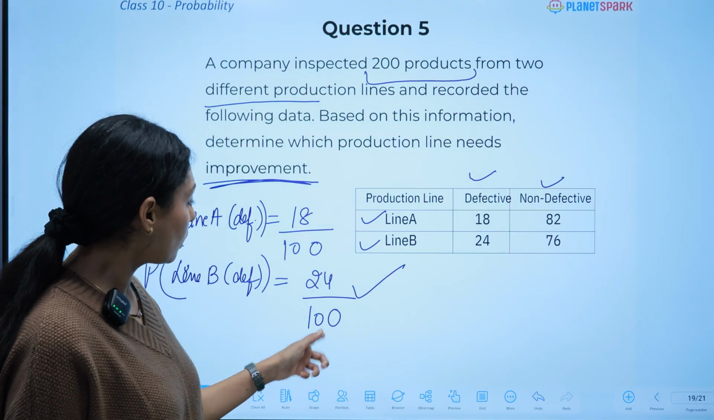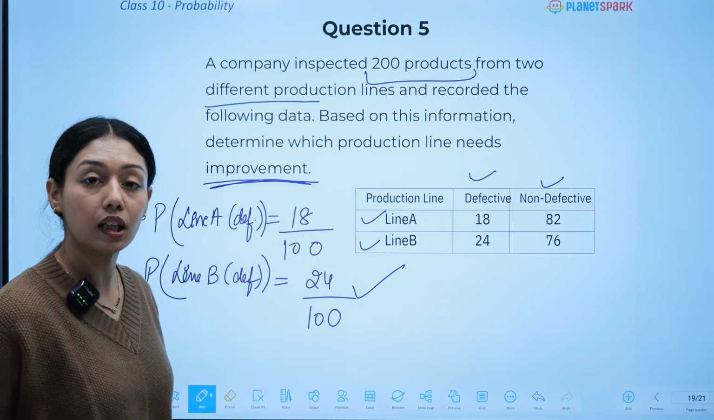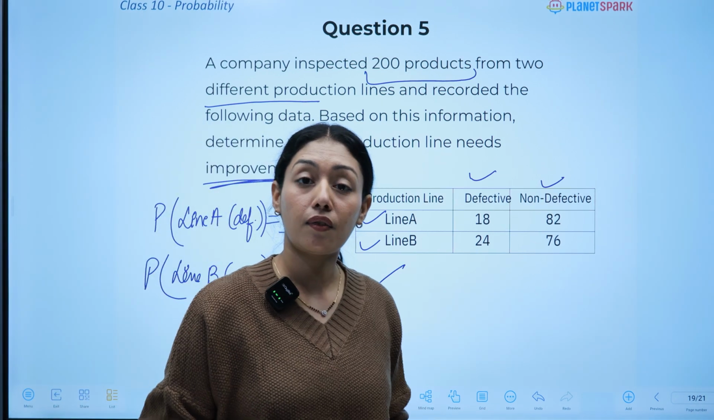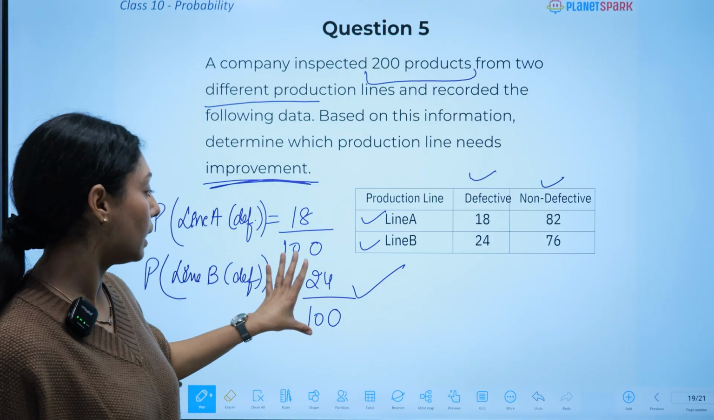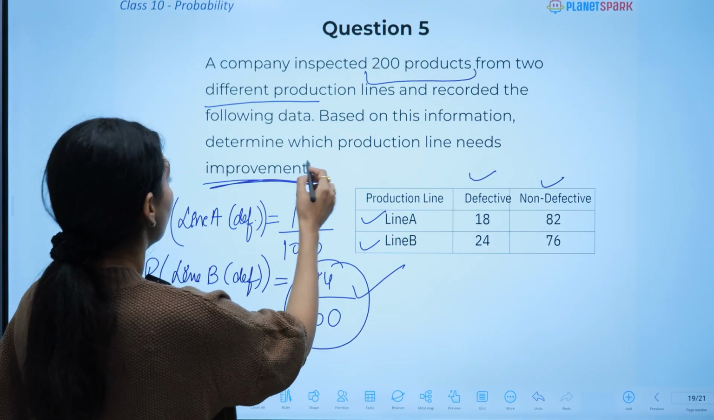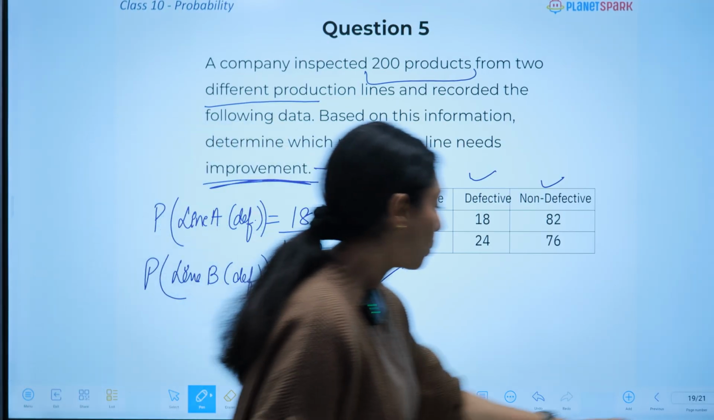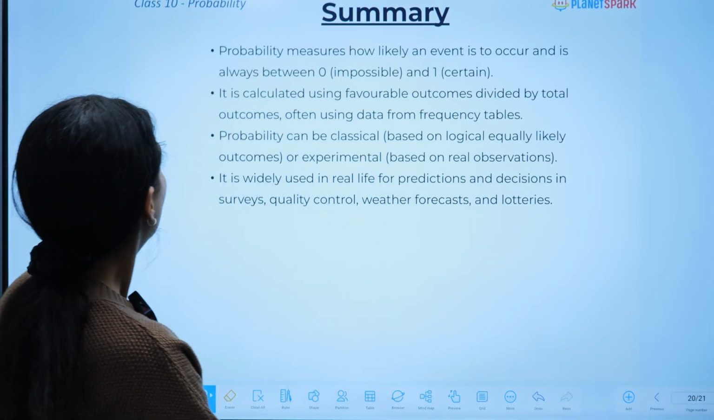Okay, we just have to do the comparison, so you can leave them as it is. क्योंकि क्या करेंगे, cancel करेंगे तो we can get a different denominator. Again to compare them, to compare the fractions, we have to make the denominator same, so we can leave it as it is. Just the comparison. Defective होने की probability ज़्यादा, मतलब we need improvement in line B. Okay, next question, everybody. Okay, that was all.